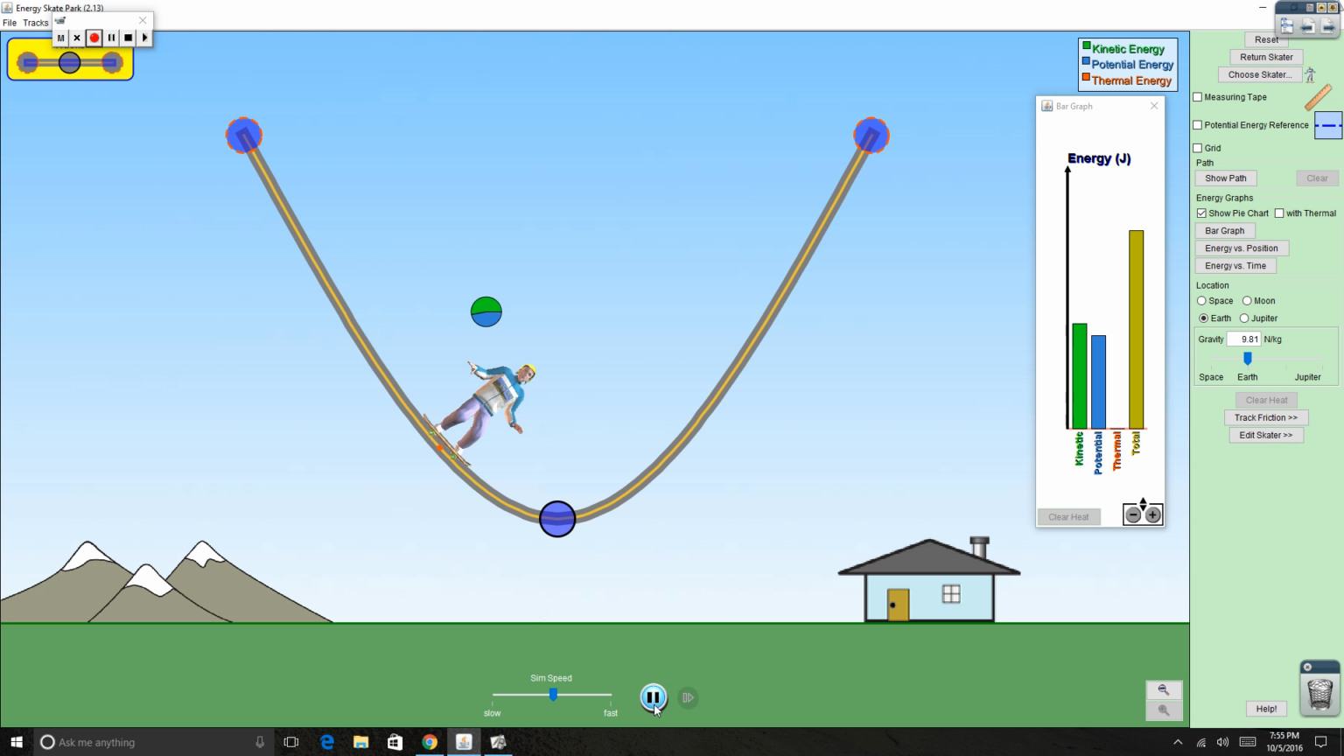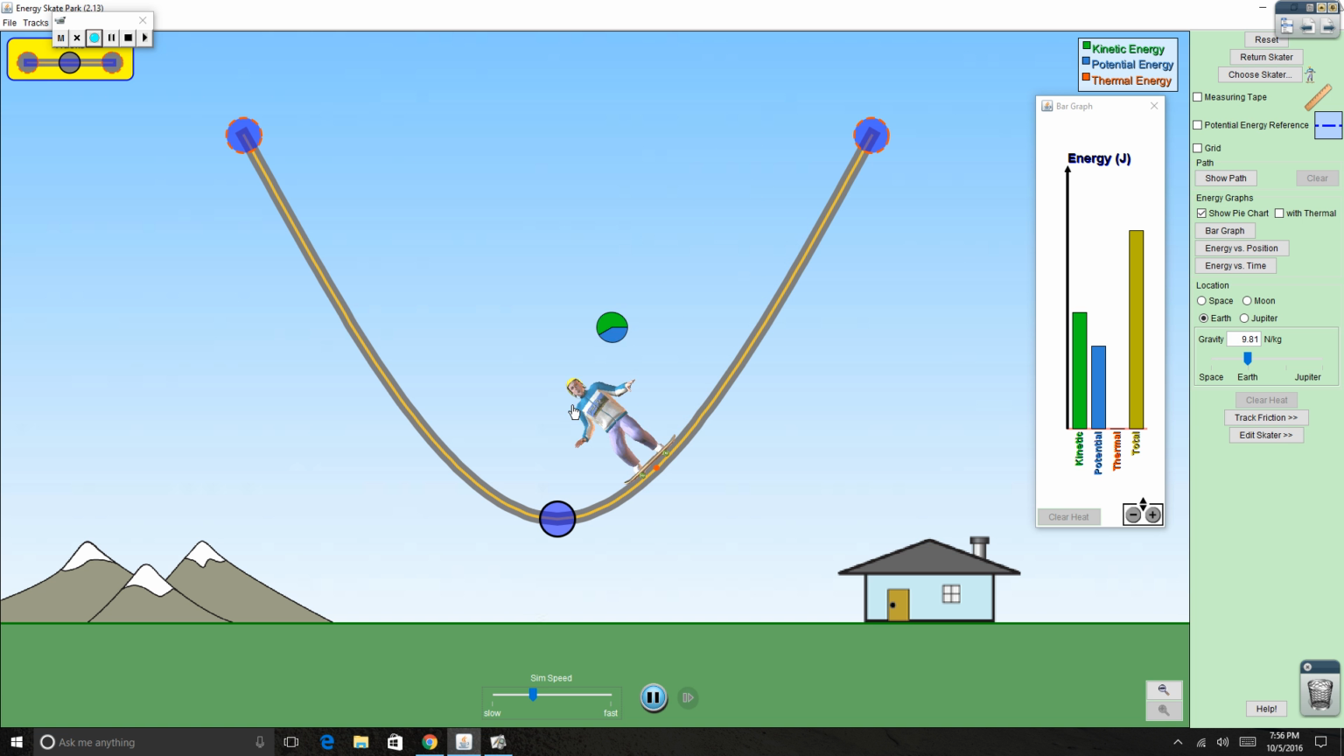And again, you can see it changing back and forth. As it goes down, the kinetic builds. As it goes up, the kinetic disappears. As it goes down, the kinetic builds. As it goes up, the kinetic disappears. The faster he's going, the more kinetic energy he has. The slower he's going, the less kinetic energy he has. That velocity is one of the things that affect kinetic energy.